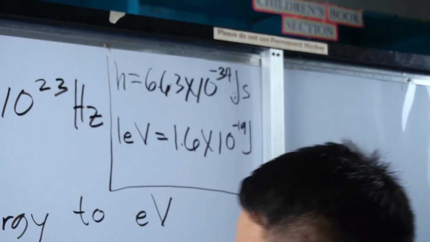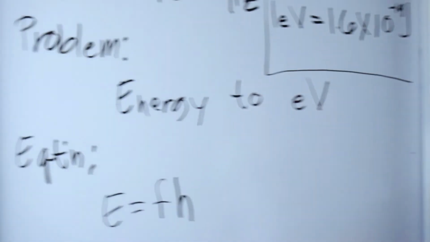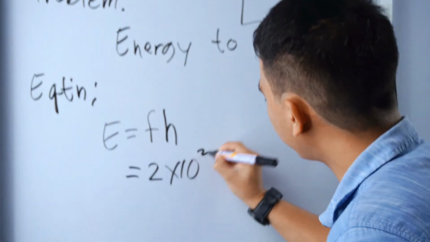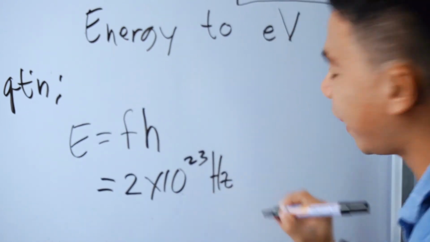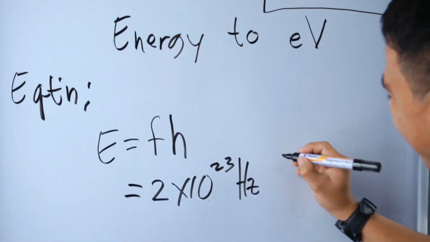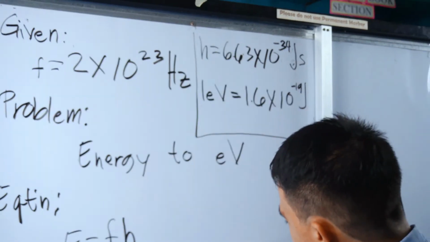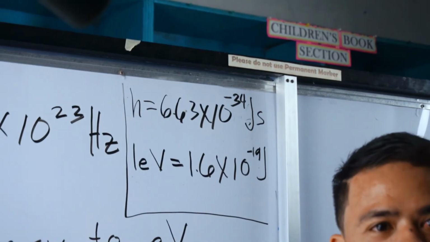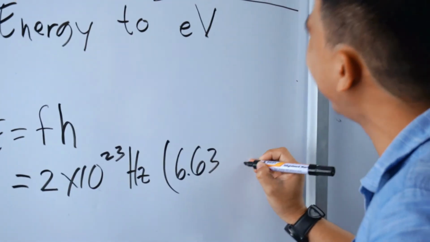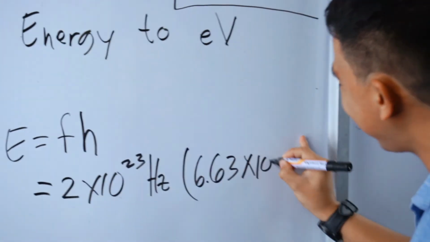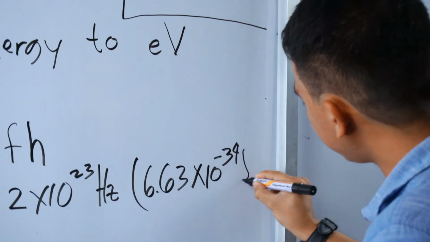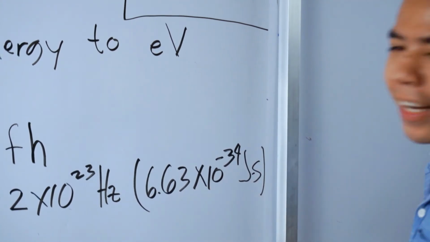So first, the frequency. That is 2 times 10 to the power of 23 hertz. For the Planck constant, we have 6.63 times 10 to the negative 34 joule seconds.